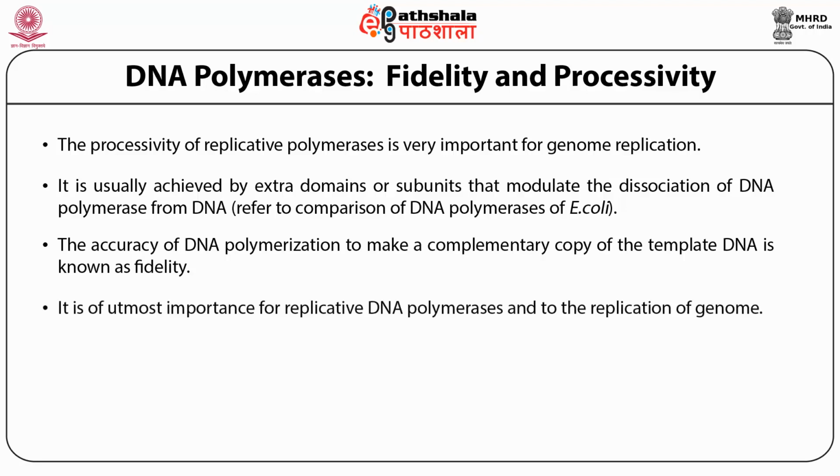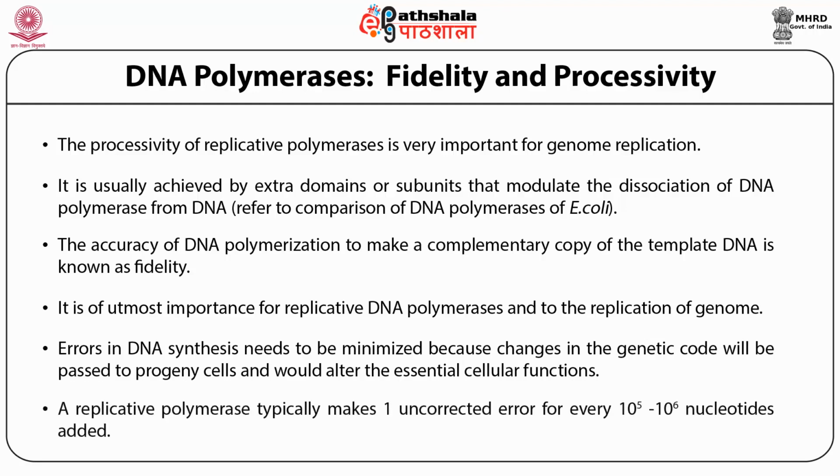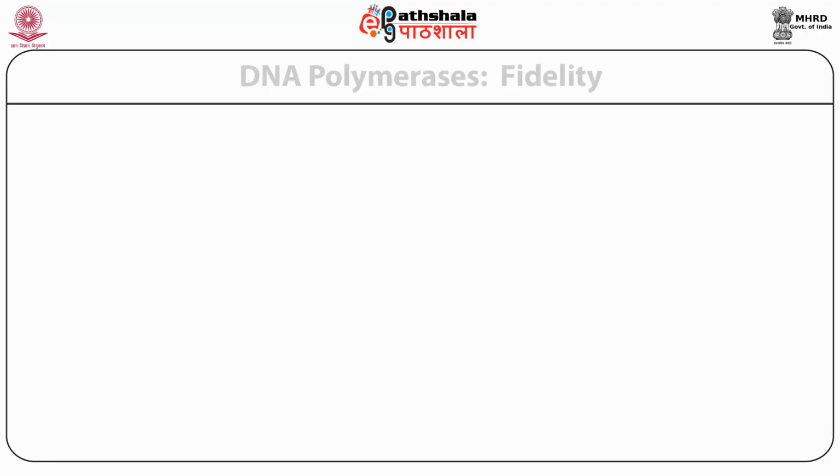It is of utmost importance for replicative DNA polymerases and to the replication of the genome. Errors in DNA synthesis need to be minimized because changes in the genetic code will be passed on to the progeny cells and would alter essential cellular functions. A replicative polymerase typically makes one uncorrected error for every 10 to the power 5 to 10 to the power 6 nucleotides added. DNA polymerases: fidelity.